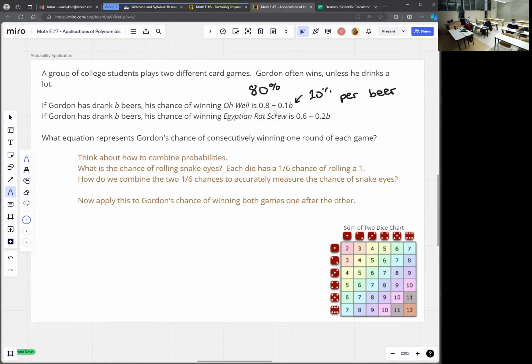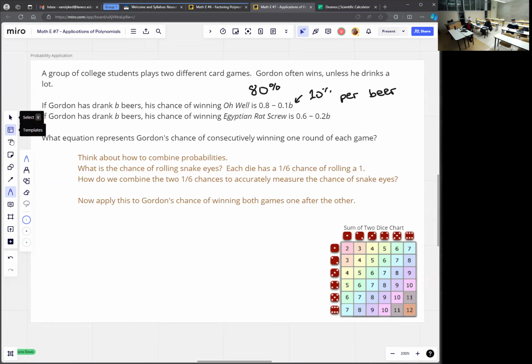This formula obviously has a restriction. If he drinks four beers, he's at zero. So B can't be any number at all. It's only zero to four. So he's a lightweight. Okay, and then for the other card game, it's 0.6 minus 0.2B. So he's worse at that.